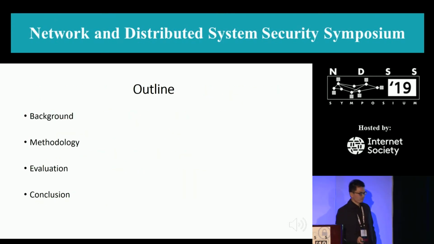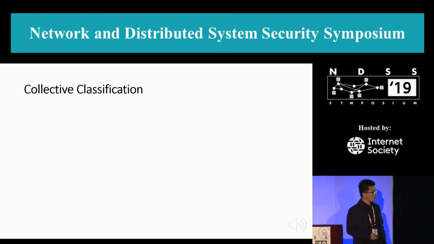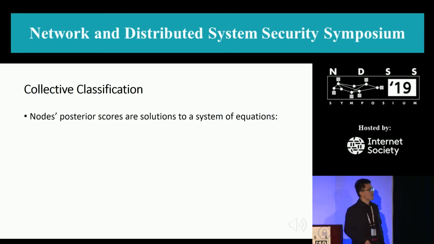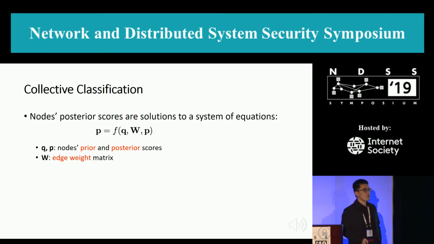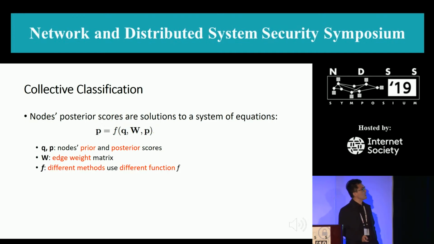Now the outline. We first show the background of collective classification. In collective classification, the nodes' posterior scores are the solution to a system of equations. Here, Q means the nodes' prior scores, P means the nodes' posterior scores, and W is a weight matrix that assigns a weight to every edge in the graph. Different collective classification methods use different functions F.